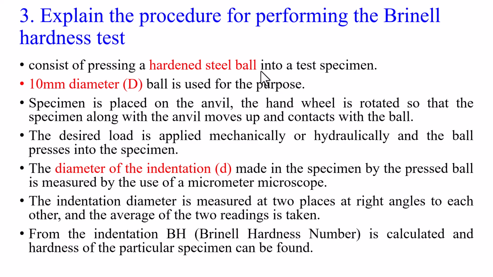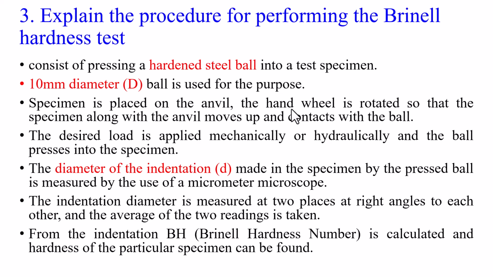It consists of pressing a hardened steel ball or tungsten carbide ball into a test specimen. The size of the ball is 10 mm diameter. That is, this ball is 10 mm diameter. Your hardened steel ball is used for this purpose. What is the hardness test?